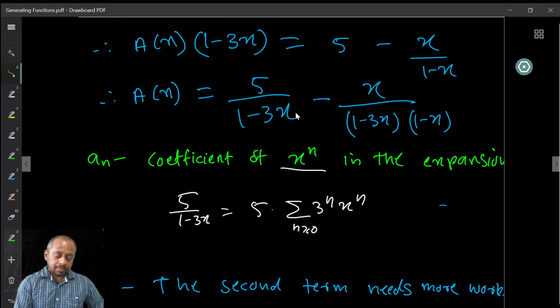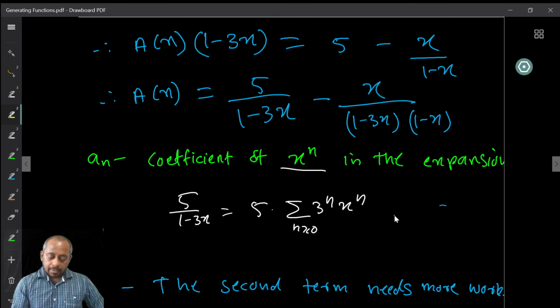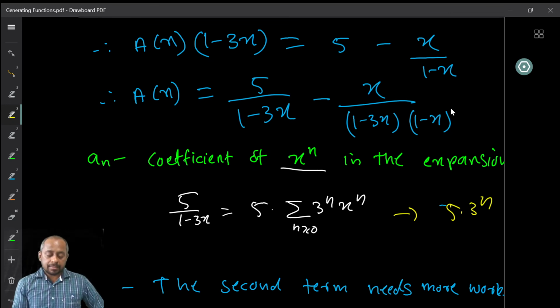So we got one part of it, right? From here, the coefficient of x raised to n is 5 into 3 raised to n. But of course, we have to find the remaining part from the second term. Now the second term needs a little more work, because it's not in the form that we already know how to solve. So now we have to convert it into such a form. There are several methods you can use. One method we will look at is the method of partial fractions.